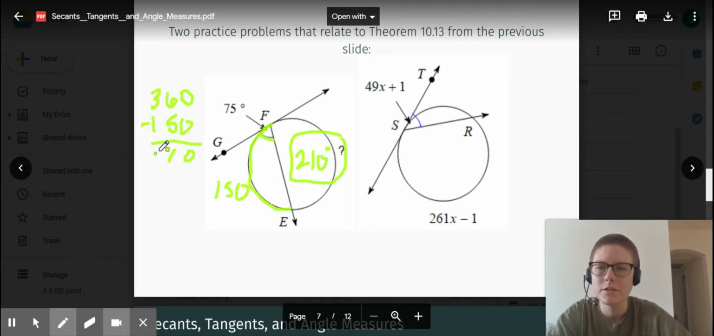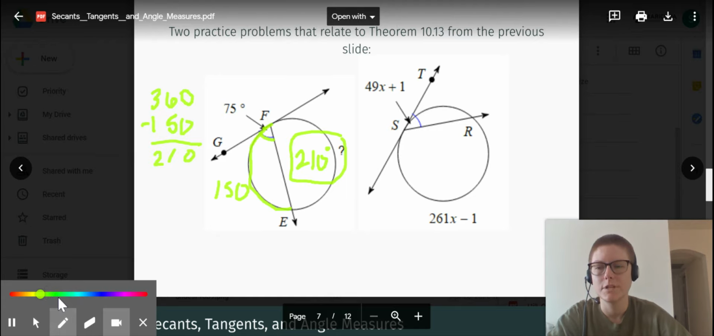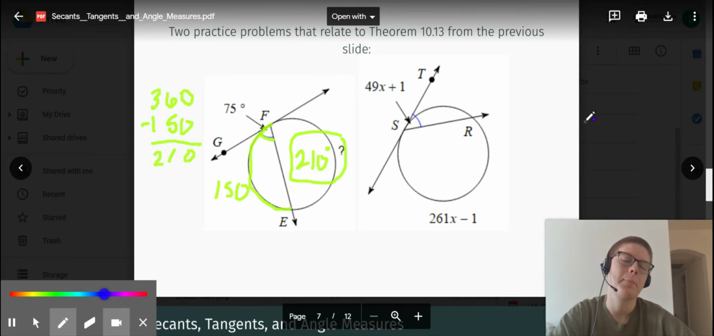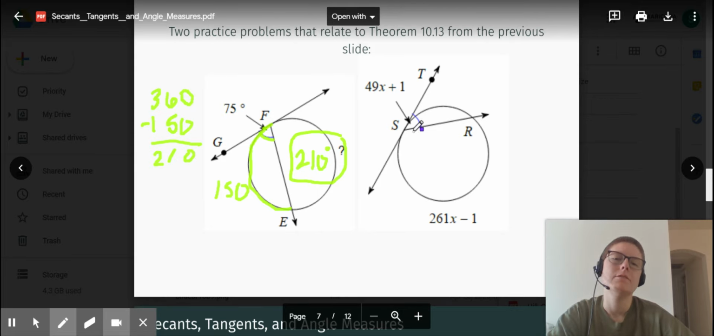All right, so then this next one is a little trickier, right? So change our pen color. I'm going to change it to a different color. Okay. So this angle here, once again, is half as big as its arc because it's an inscribed angle. So we need to multiply that by 2 and then subtract it from 360 to get what 261x minus 1 equals.